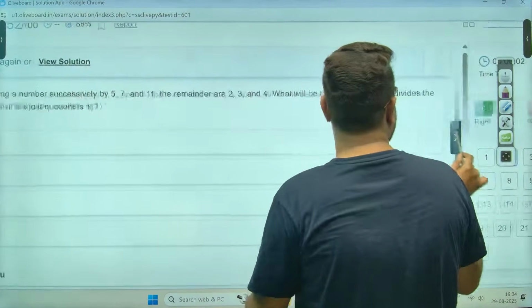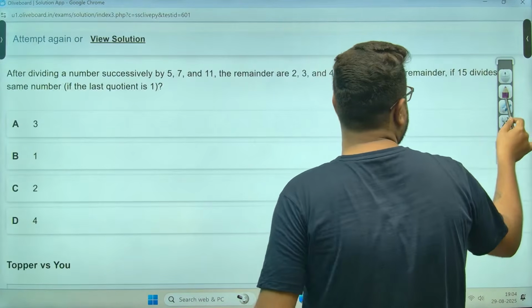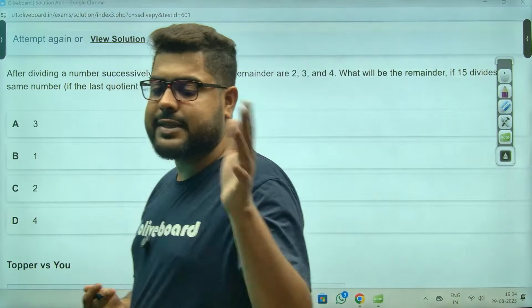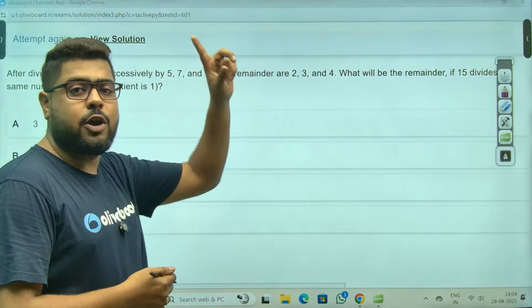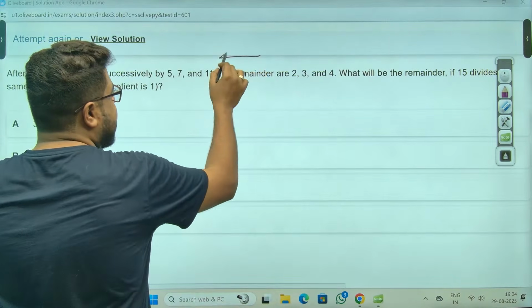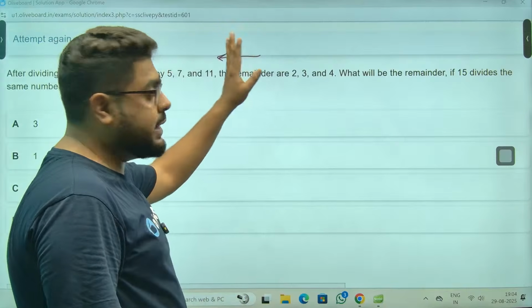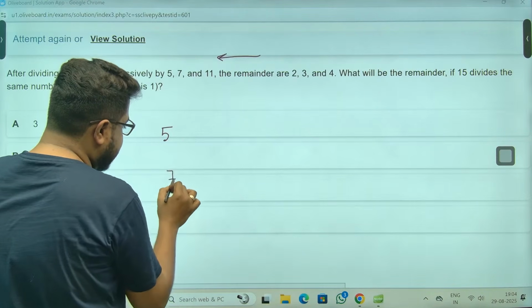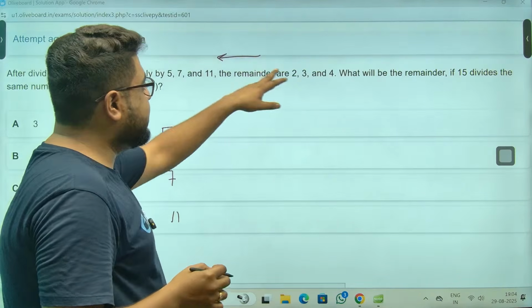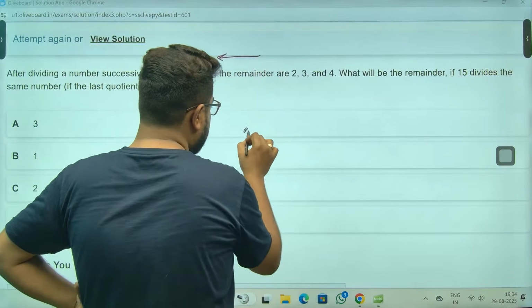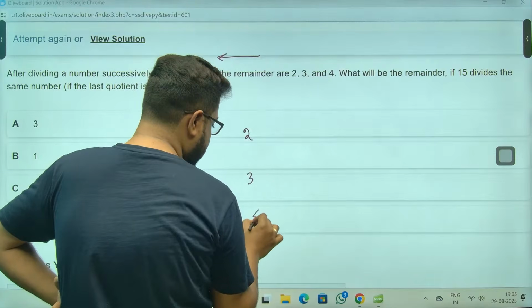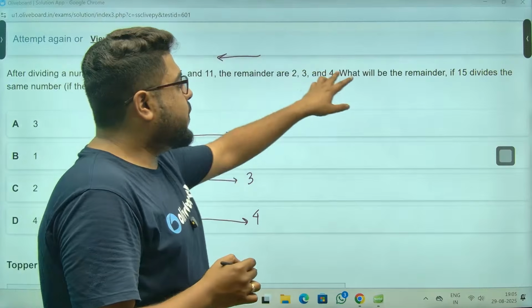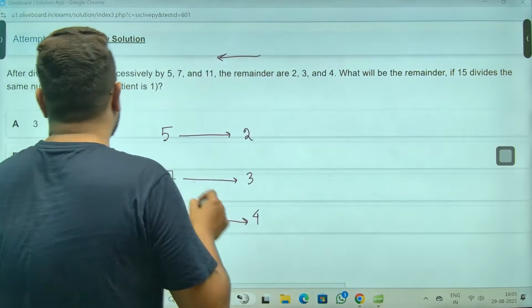Next one. After dividing a number successively by 5, 7, 11, meaning a successive division question. Again, very simple. Always remember, in successive division you start from the right-hand side, meaning from the last one. So first divided by 5, then by 7, then by 11. Remainders are 2, then 3, then 4. What will be the remainder if 15 divides the same number?